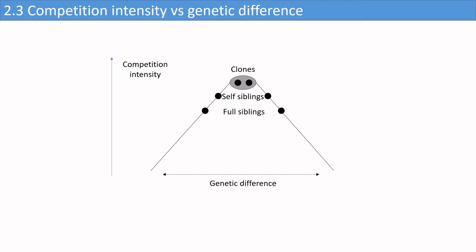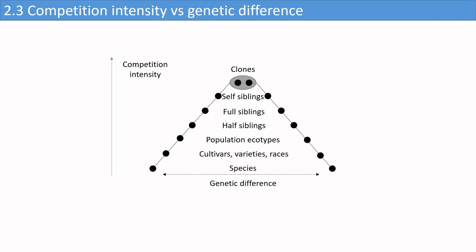this should be inverse. Half siblings go on top because they share one parent, but not the other. Full siblings means that they share the two parents, and half siblings means that they share only one parent, so they're less and less related. And competition intensity should also decrease between population ecotypes, so individuals of the same population, but they might have different ecological requirements. Between cultivars, varieties, and races, so these are populations of the same species, but that have evolved separately for some amount of time. And obviously competition intensity should be the lowest between different species.